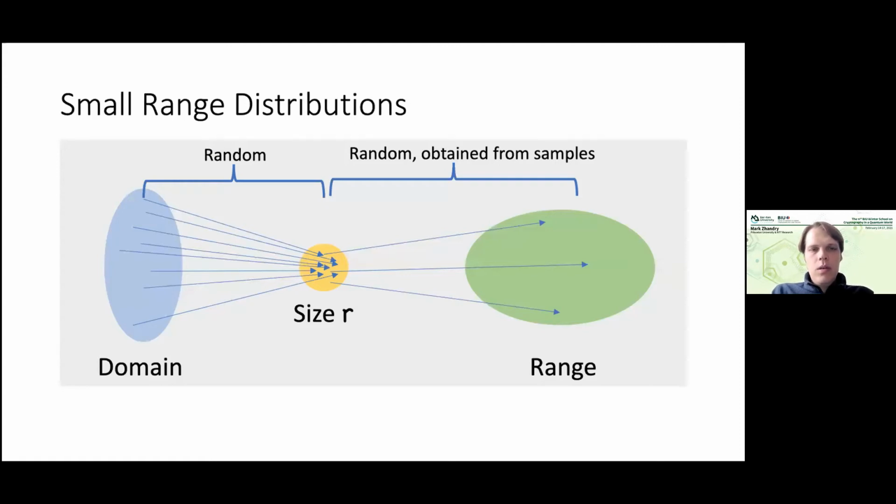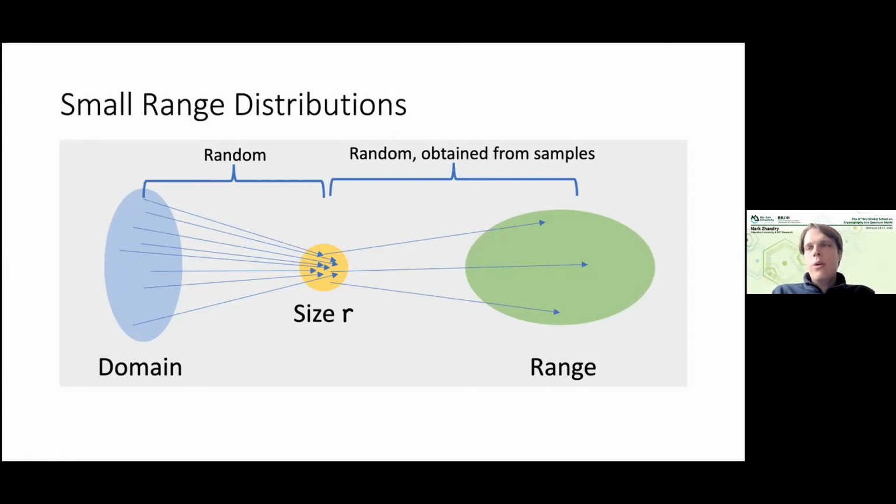So this leads to this notion that I'll call the small range distribution. The small range distribution is a distribution over functions from some domain, represented by this bubble on the left, to some range, represented by this bubble on the right. The way we're going to sample this distribution is we're first going to start from a polynomial size set of samples, say uniformly random values, or a polynomial size set of pseudo-random values from our generator. The precise distribution doesn't matter so much.